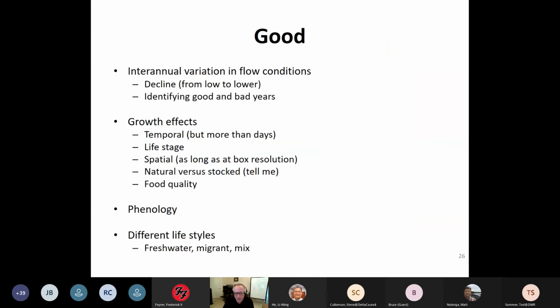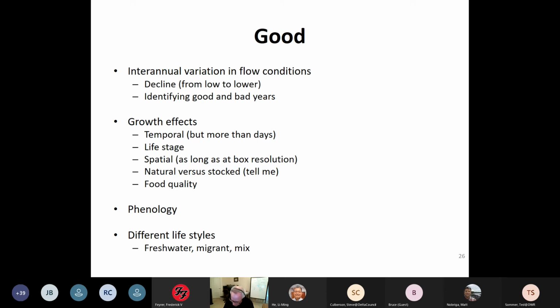Oh, what's the model good for? Interannual variation, questions about flow conditions, good and bad years, different types of years put together. Anything DSM-2 can handle, we can do, and we can do some tweaking from that, but that's fundamental. Growth effects, the growth model has held up quite well. And it's the timing kind of things on weeks to months to seasons, the phenology of events, when they migrate, for example, in the model, that kind of stuff.